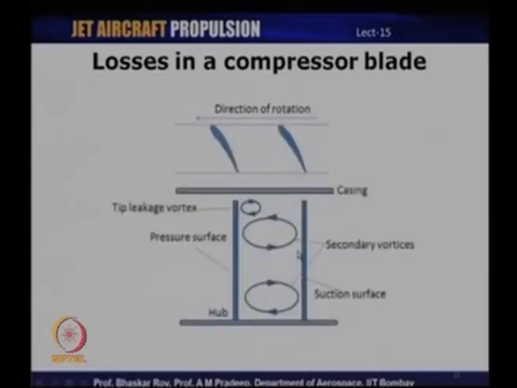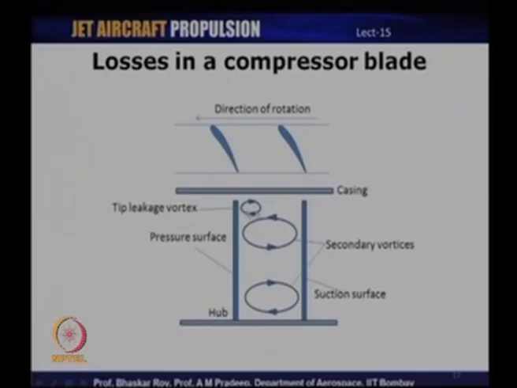So, if we were to look at this in a simple schematic form, in a rotor blade, let us say this is the pressure surface of this particular blade and this is the suction surface of this blade. Tip leakage vortex is flow from the pressure surface to the suction surface, and that manifests itself in the form of a vortex, and that is known as a tip leakage vortex. In addition to that, because the flow is passing through a curved passage, there would also be the presence of these secondary vortices or secondary flows as they are also known as.